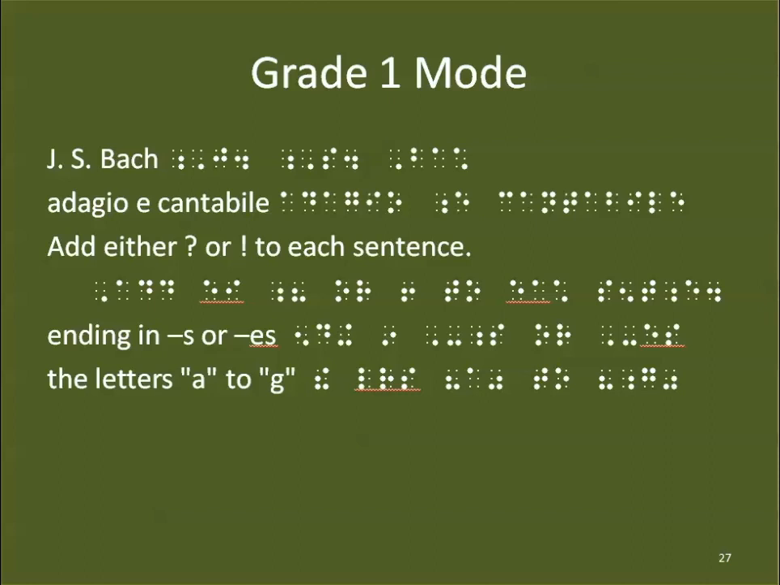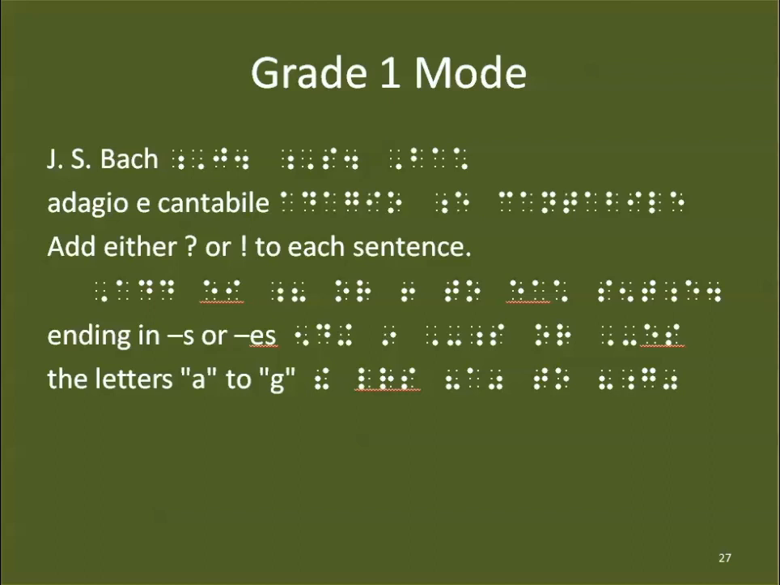As I said, the grade 1 symbol indicator doesn't affect just letters. In the old code, EBAE, we called it the letter indicator. It was the same dot configuration, dots 5, 6. And we called it the letter indicator because it only affected letters. We could only use it in front of letters. But in UEB, it affects anything that follows. So it has a lot more power than it did before. And this third example here on the screen demonstrates that.